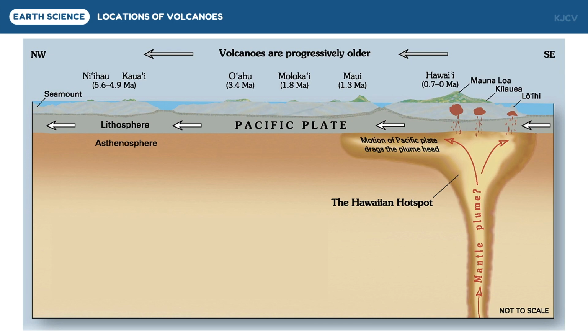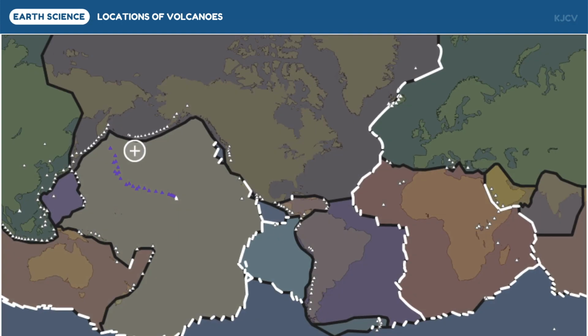Mauna Loa, the world's largest subaerial volcano in both mass and volume, is currently active because it is still situated on top of the mantle plume. The slow drift of the Pacific plate will eventually carry Mauna Loa away from the hotspot within 500,000 to 1 million years from now, at which point it will become extinct. Overall, these are the locations of volcanoes on our planet.